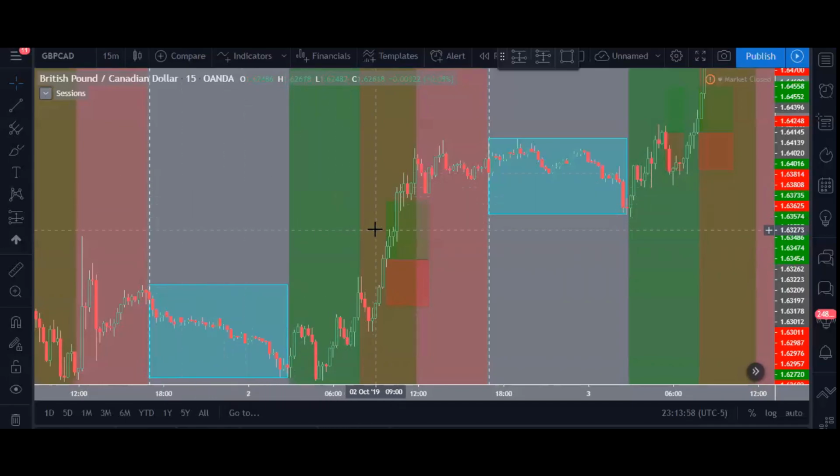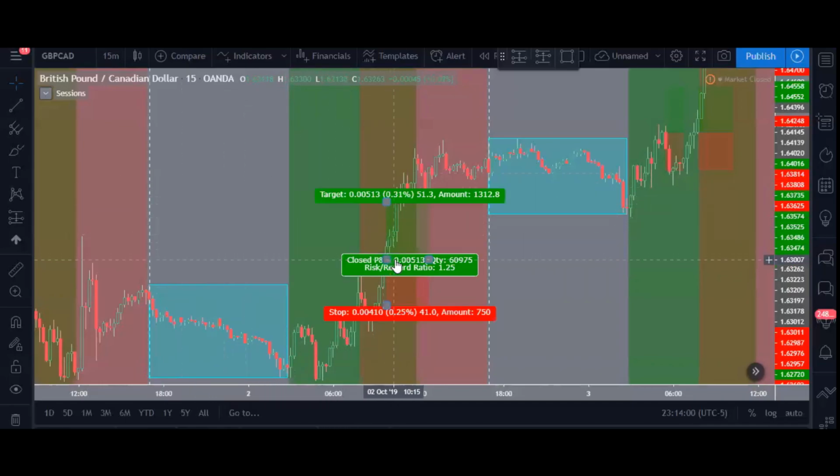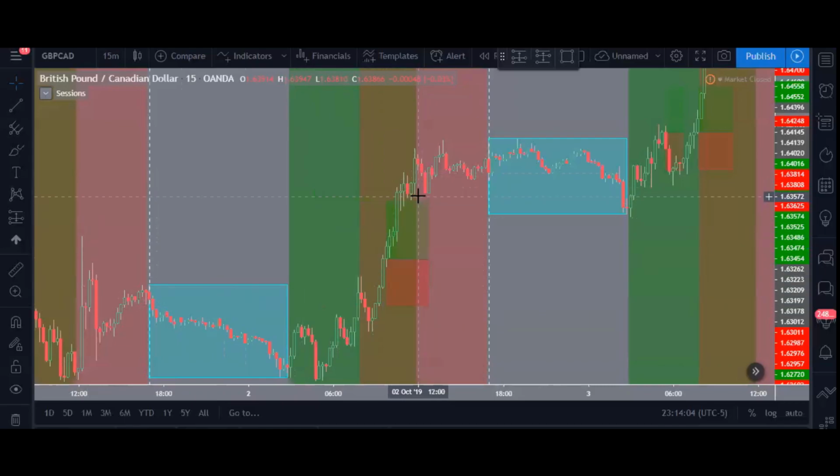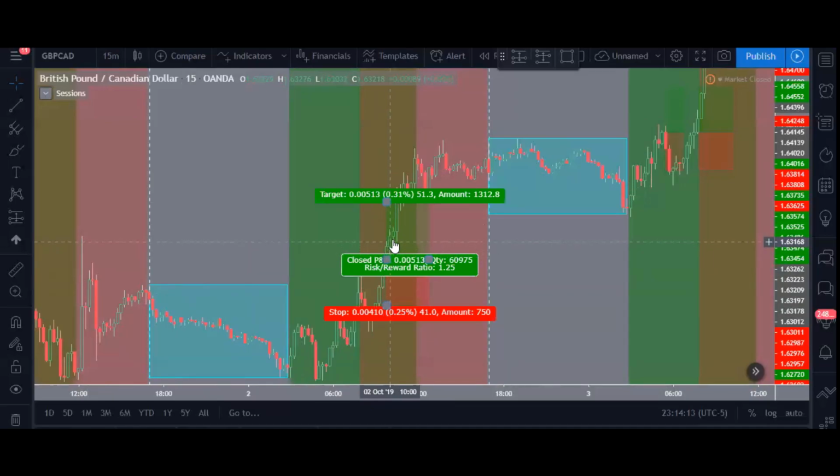And you could see once I go over this box right here, I risked 41 pips and went for a take profit of 51 pips. And you could see just in a matter of 15, 30, 45, 1 hour, this candle right here would have hit my take profit. In 1 hour of me opening that trade, I'd be taking 51 pips.